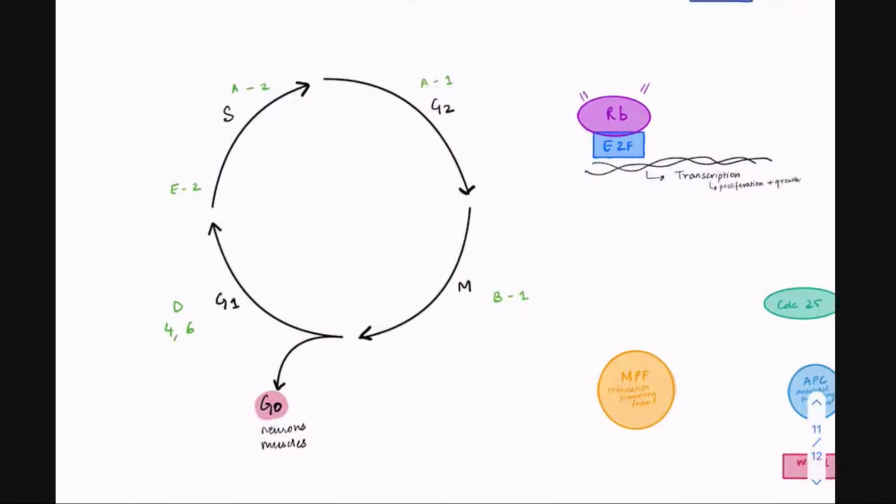Remember that cells that are not dividing and not growing, they're stuck in the G0 phase or the quiescent phase. For example, some are neurons, some muscle cells.